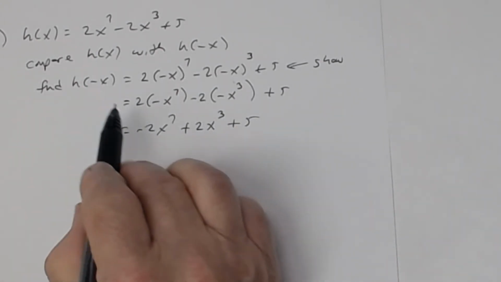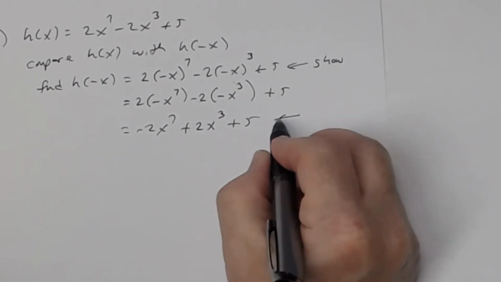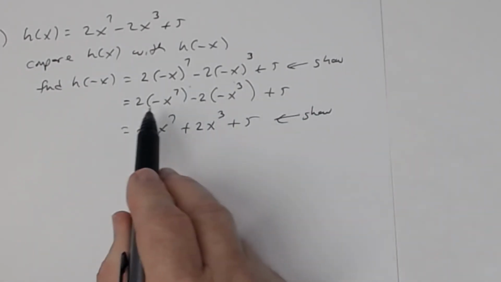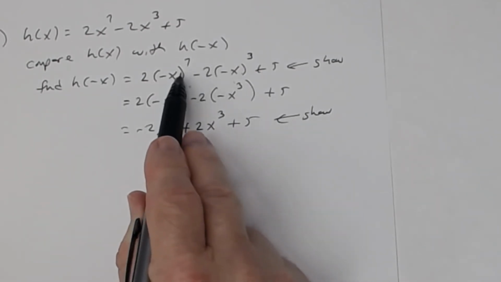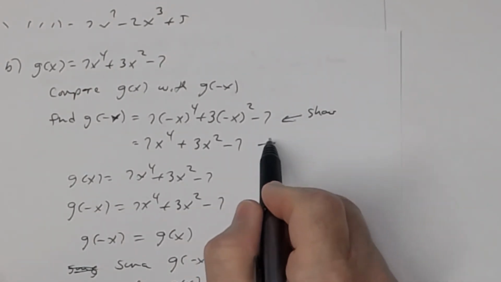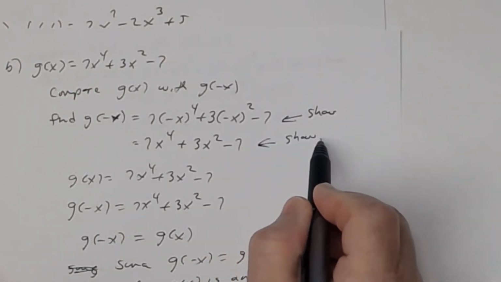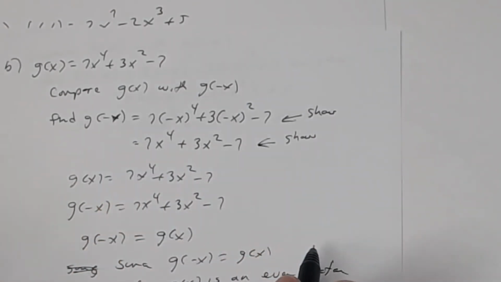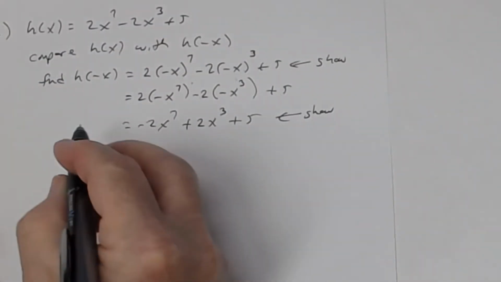Once you find h of negative x, you have to show this. You can go from here to here, and you don't have to put the intermediate step, but I need to see this and this: your final function when you substitute negative x. Then you get to compare.